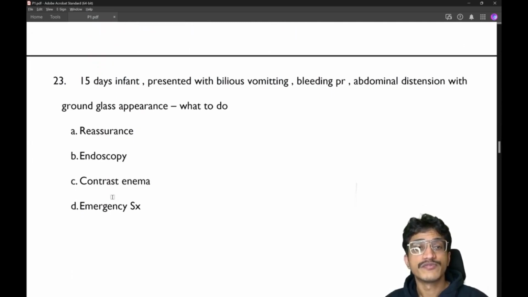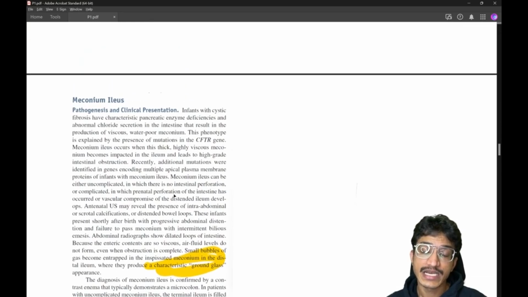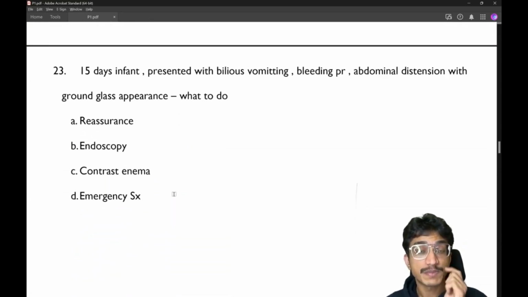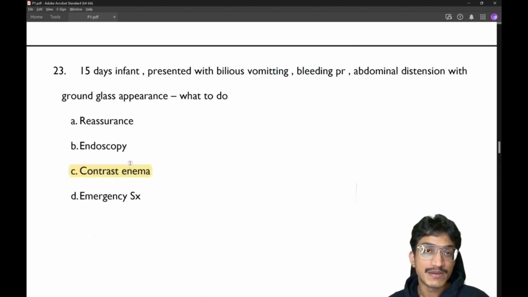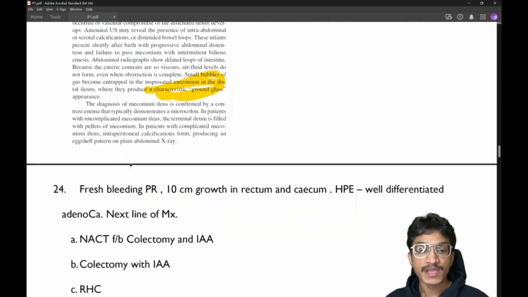Coming to a 15-day infant with bilious vomiting, bleeding per rectum, abdominal distension with ground glass appearance. Again, as I said, they emphasize a lot on Shorts this time. The ground glass appearance is given only in Shorts, seen in patients having meconium ileus. As the patient has presented with meconium ileus, you should try for a contrast enema, which usually clears it and it resolves. Only if it fails do we try other modalities. So according to me, the answer should be contrast enema.